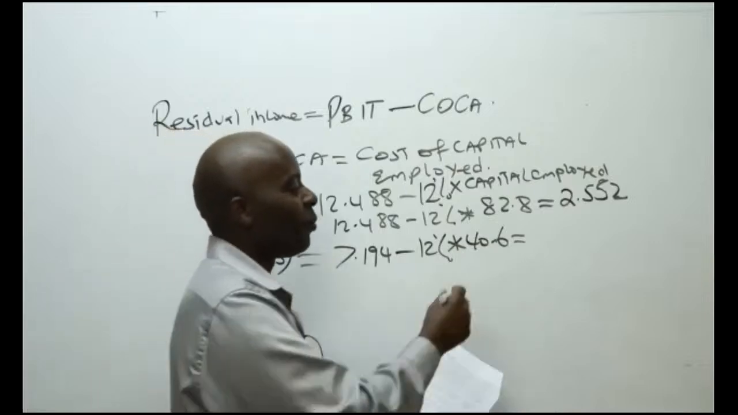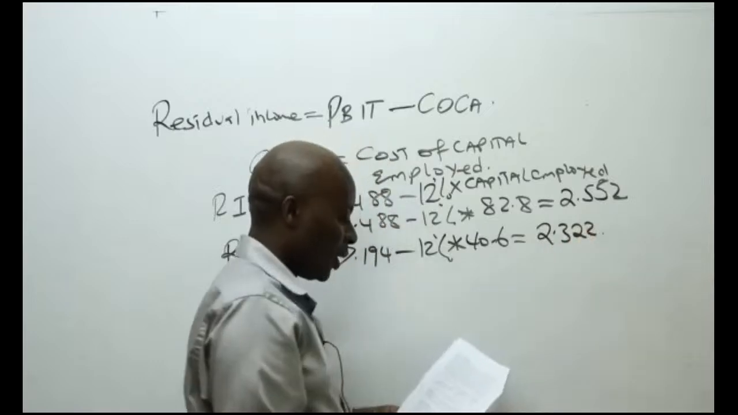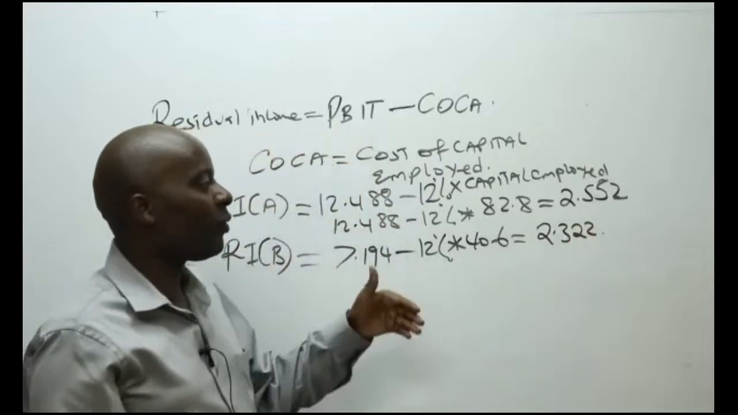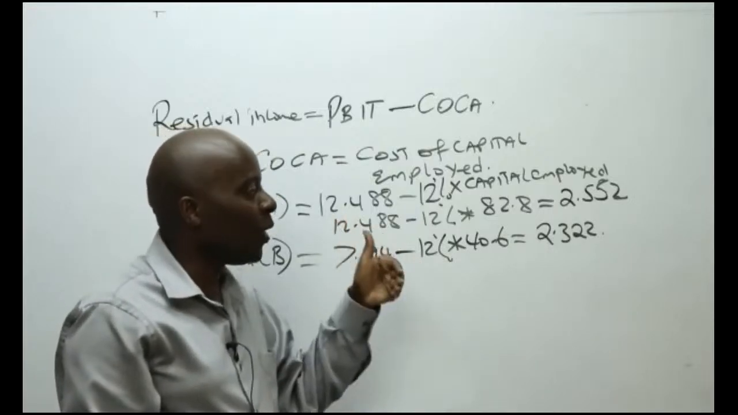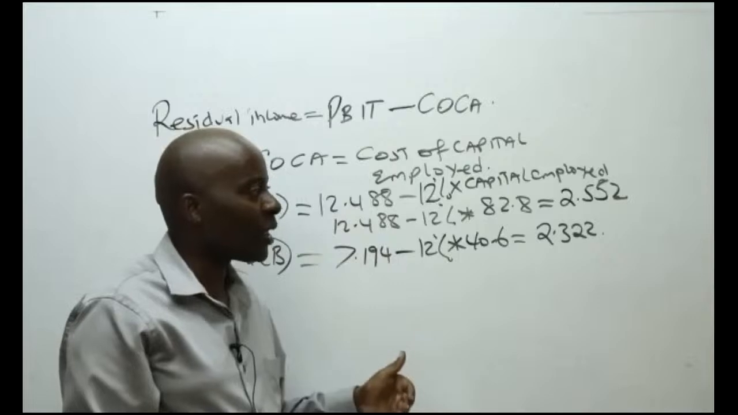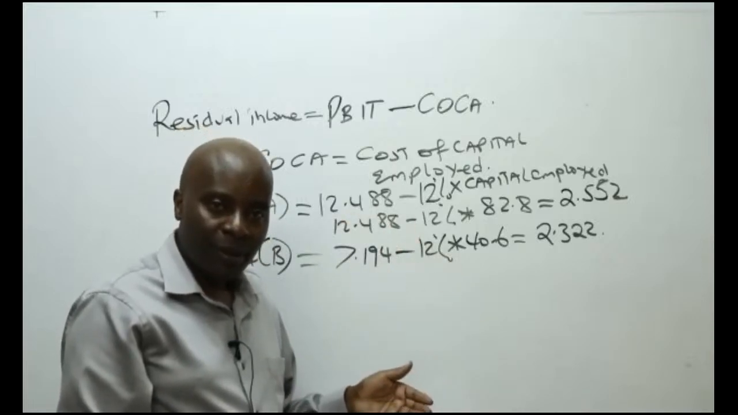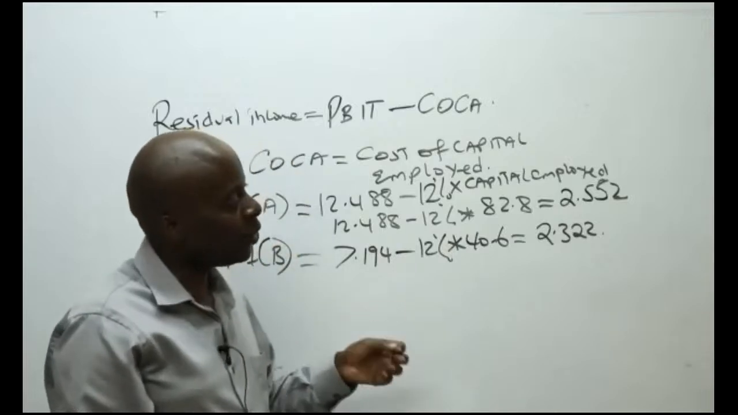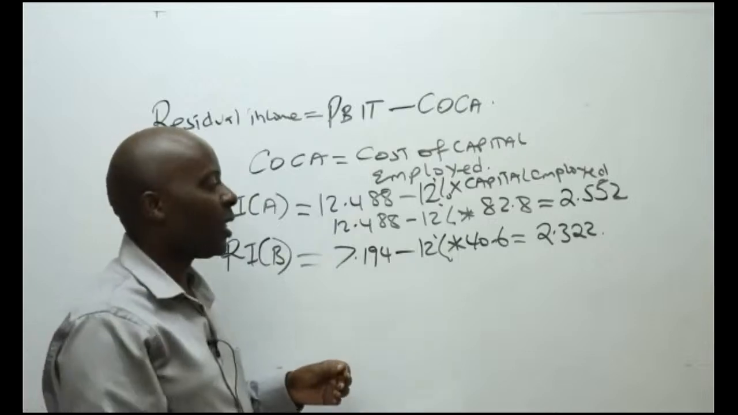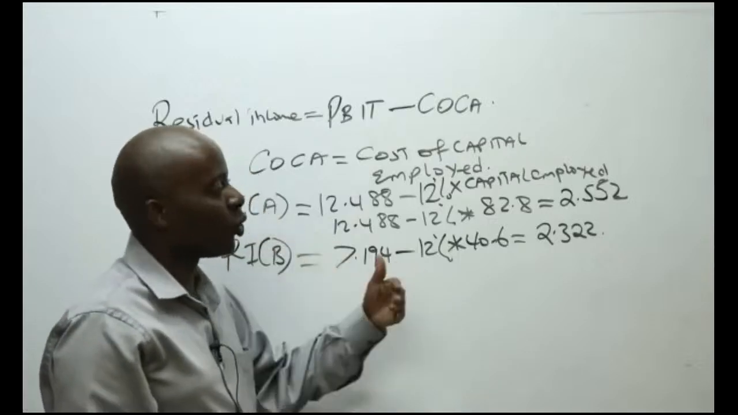2.322, like that. So at the end of the day, ladies and gentlemen, we shall always work with the project that has got the highest residual income. The higher the residual income, the better. So in this case here, if we are correct, it is division A that should be undertaken.